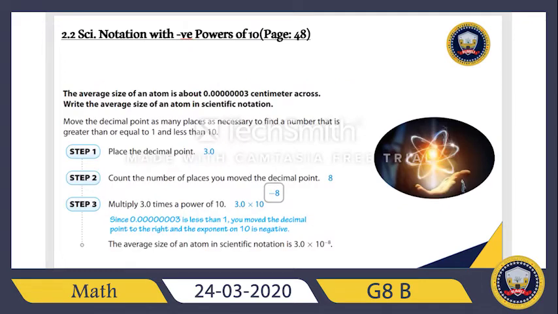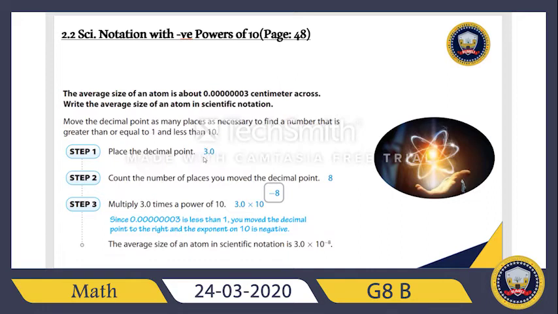Let's have an example. The average size of an atom is about 0.000000003 centimeter across. Wow, very small number. Now, instead of writing all of these zeros like this, we need to find the scientific notation for this number. So, first, we need to write this number as a number between 1 and 10. Here I'm going to use 3, so I'm going to move my decimal point here until I get 3. So we place the decimal point at 3.0.